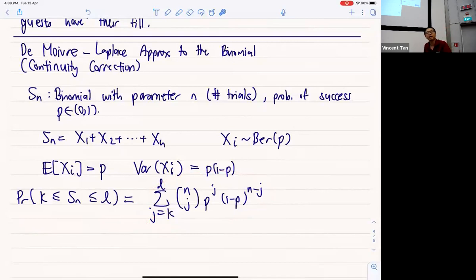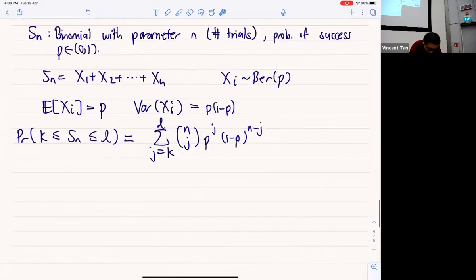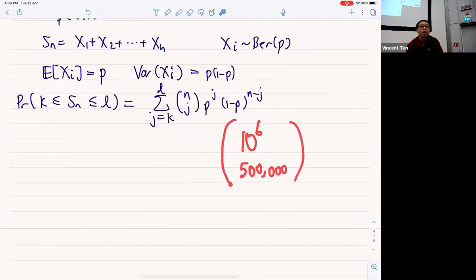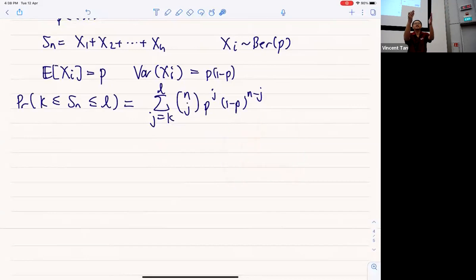What does common sense tell you? What do you have to compute? You have to compute this: 1 million choose 500,000. You put this into your MATLAB or Python, what will happen? Yes, exactly. Oliver said it right. If you do this inside the computer, it will explode. Go and try.